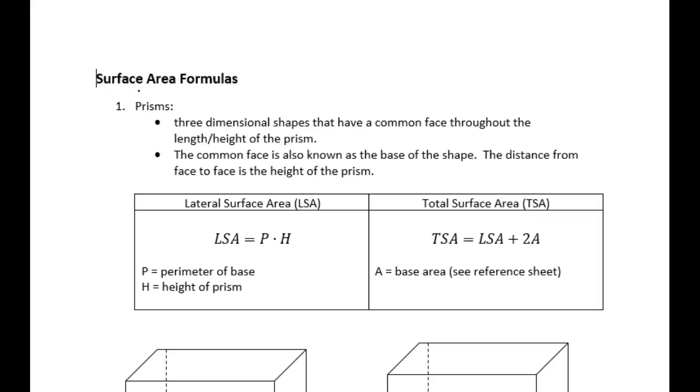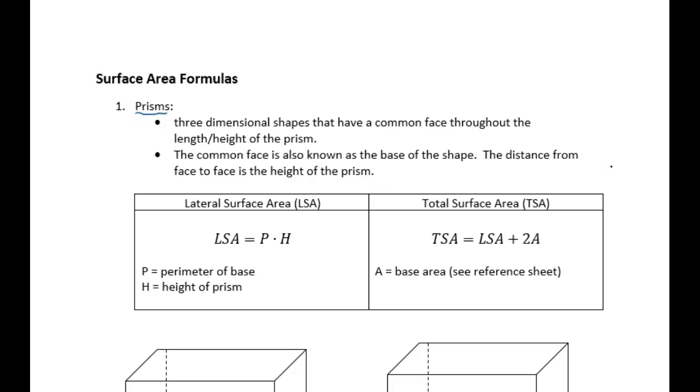We're going to look at surface area formulas and the shapes associated with them. The first shape we're going to look at is what we call prisms. It's a three-dimensional shape that has a common face throughout the length or the height of the prism. The common face is also known as the base of the shape, and the distance from face to face is the height of the prism.